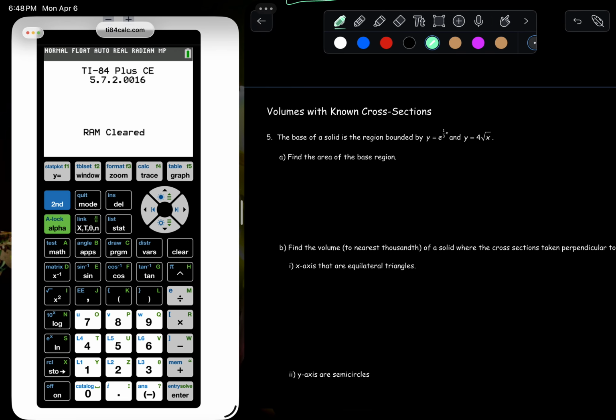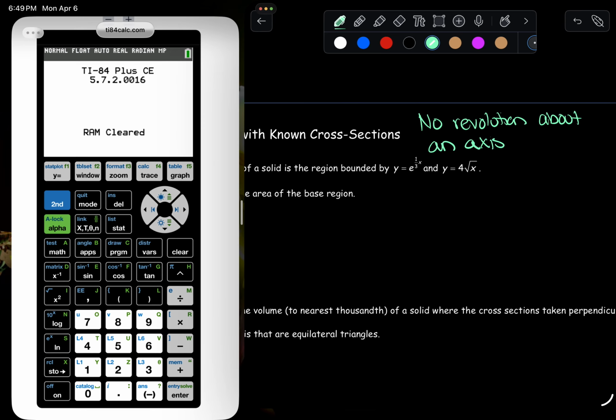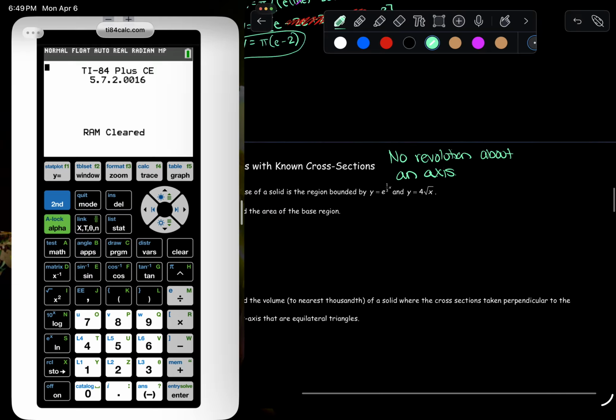All right, so volumes with cross sections, just a quick reminder that we do not revolve around an axis. No revolution about an axis. So we will start with an area, all right, between two curves.